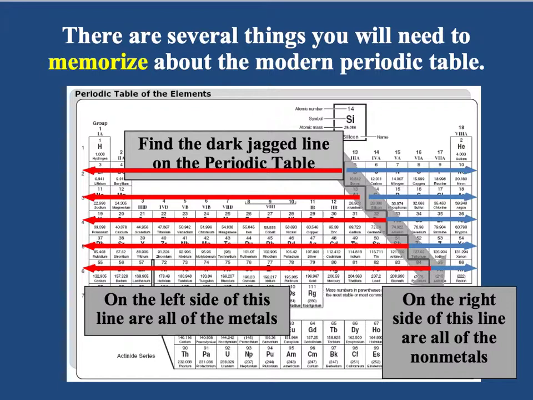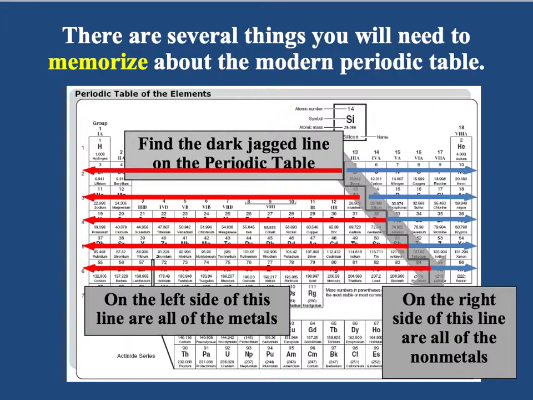So there are several things you're going to have to memorize about the modern periodic table. And I've already given you several copies. I'm going to give you yet another copy that we're going to do some things on that will help you to remember where all of these things are.